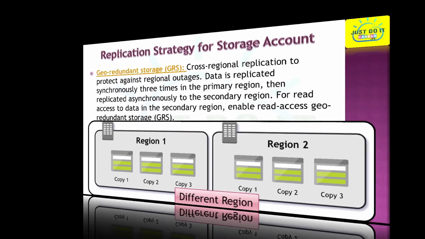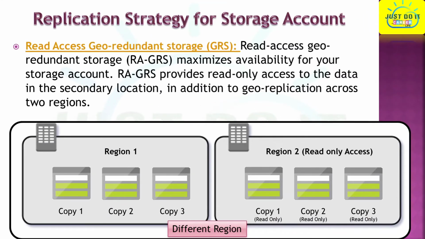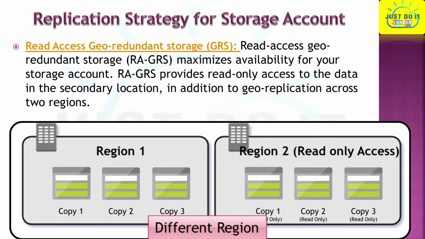Then there comes read access geo-redundant storage. Read access geo-redundant storage maximizes the availability of your storage account. It provides read-only access to the data in the secondary location, in addition to geo-replication across 2 regions.